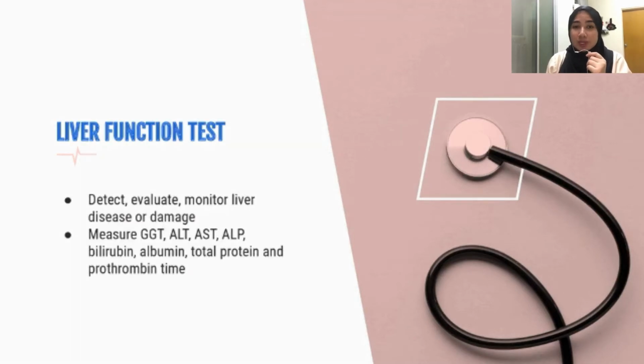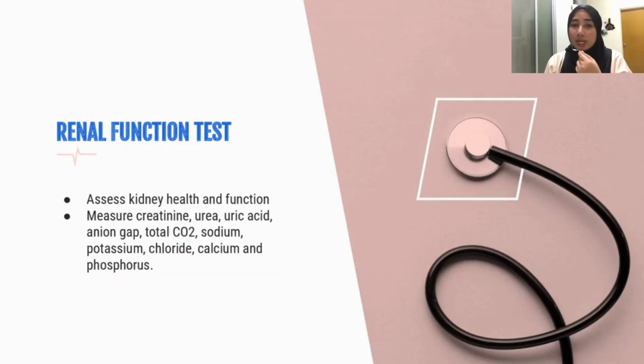It usually measures the GGT. GGT refers to gamma glutamyl transferase. It is an enzyme that is mainly found in the liver. So, if there is liver damage, the GGT will leak into the blood, causing the GGT level to be elevated. So, other measurements are ALT, AST, ALP, bilirubin, albumin, total protein, and prothrombin time. So, last but not least is renal function test. Renal function test, we use it to assess the kidney health and also the kidney function.